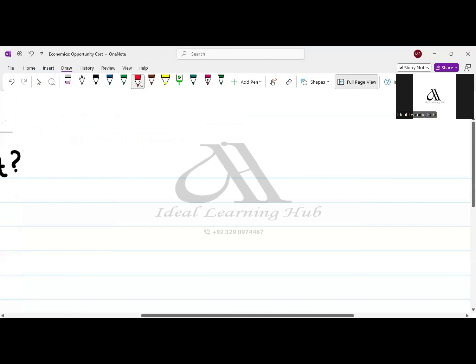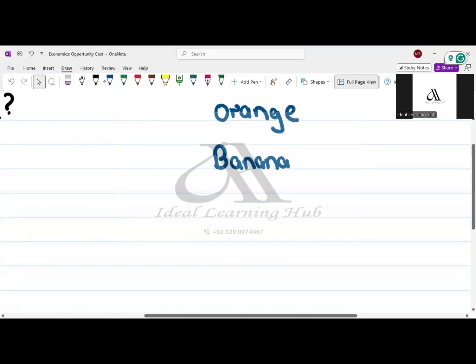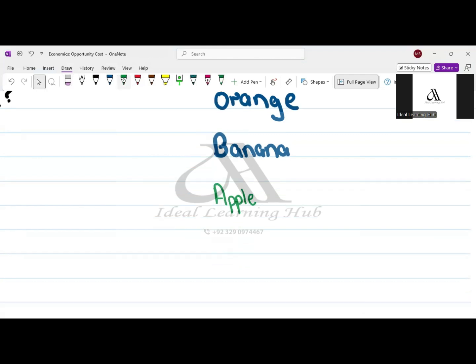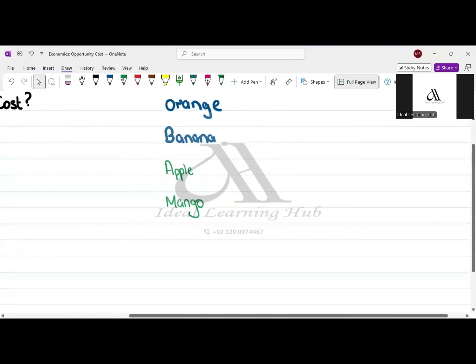I'm writing a few fruits. The very first fruit is an orange. The other one is a banana. Let's make it a capital letter. And then we have an apple and a mango. Okay, so what do we have to happen?